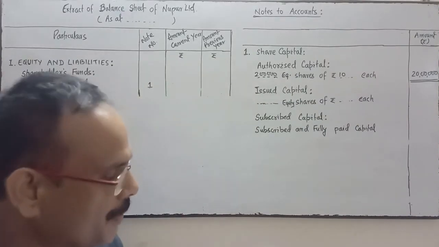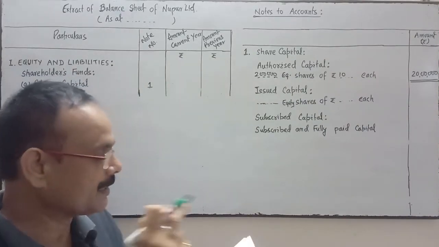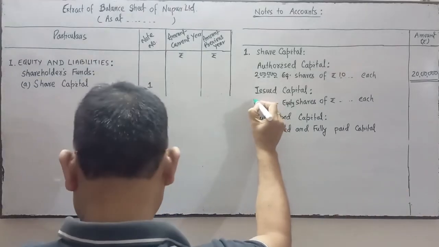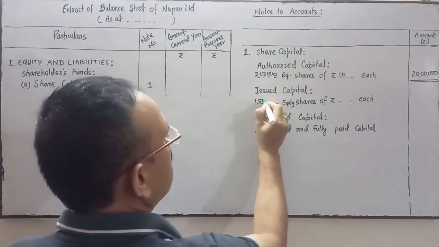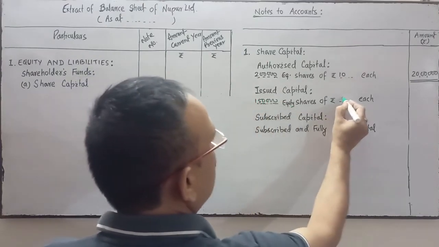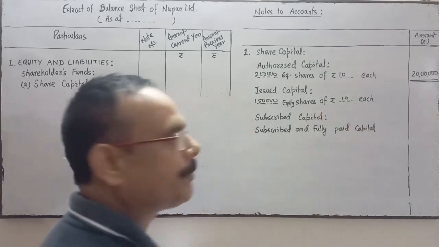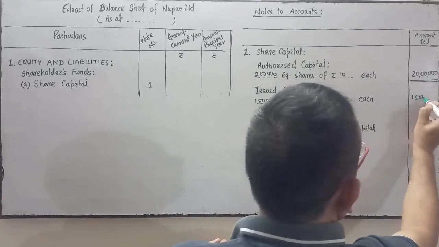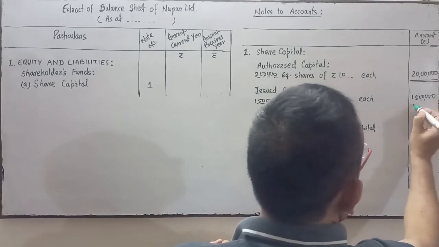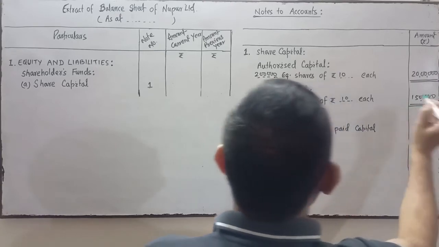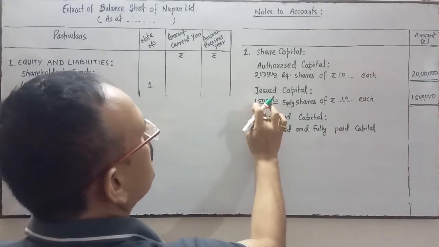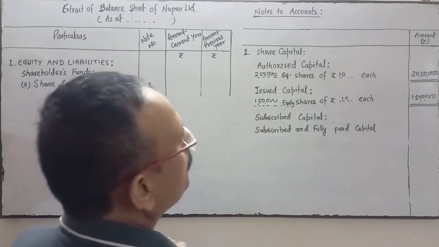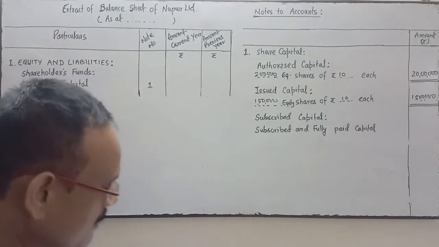Now the company offered 1,50,000 equity shares for subscription. Offered means issued. So the company has issued 1,50,000 equity shares of rupees 10 each for public subscription. So issued capital is 15 lakhs. These two are clear? Authorized capital and issued capital. The company has issued 1,50,000 equity shares of rupees 10 each.